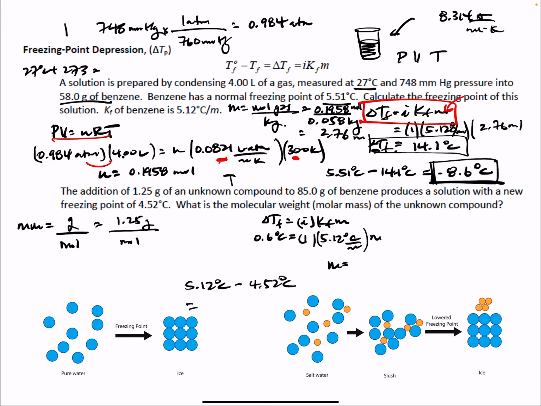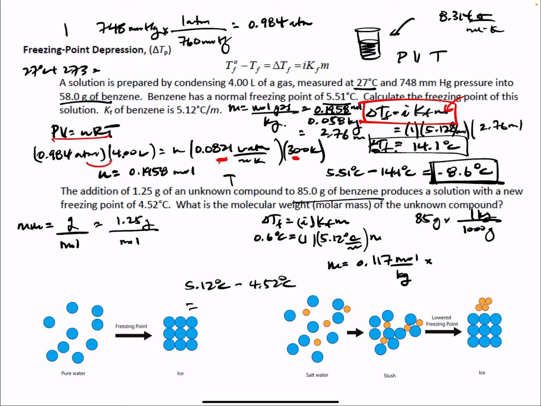Let's see how this goes. I don't know. We'll see. 0.117 moles per kilogram of benzene. Right, that's moles of unknown. So if I had a kilogram of benzene, I would have that many moles. But how many kilograms do we have? 85 grams.